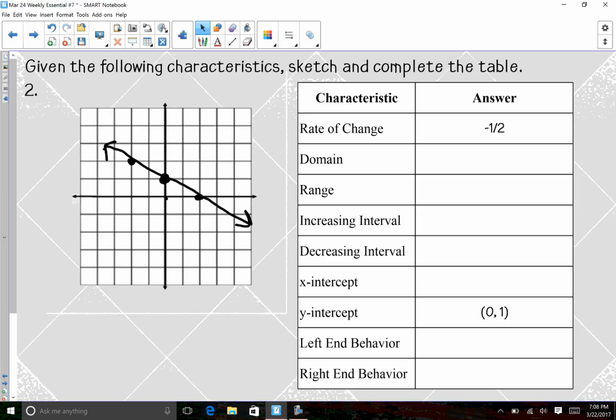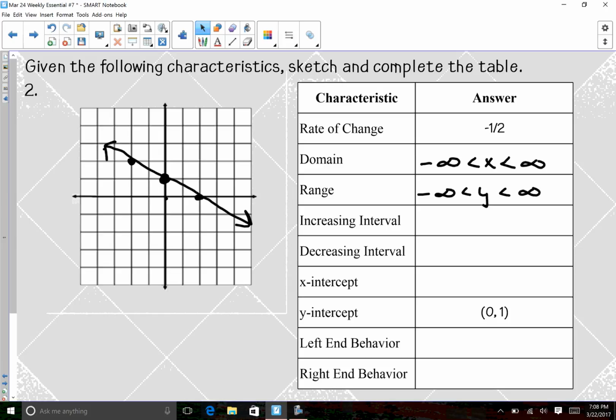Now remember, on the previous problem, we said that domain is always going to be from negative infinity to infinity, and the range is always going to be from negative infinity to infinity. Remember, the only difference between the two is your domain has an x and your range has a y.